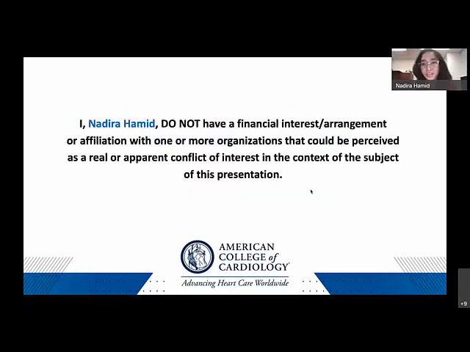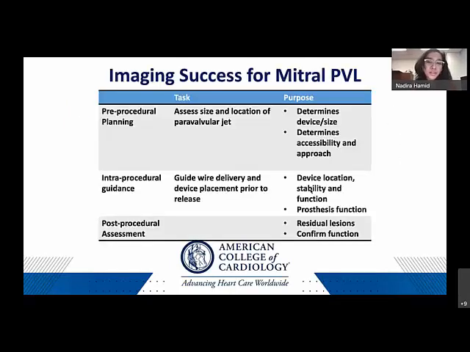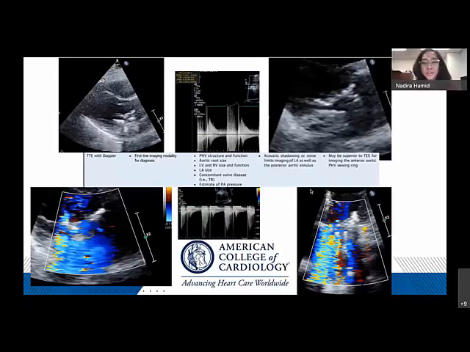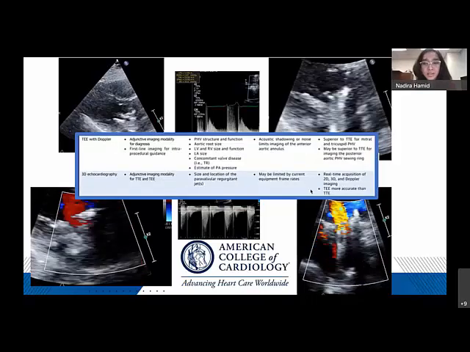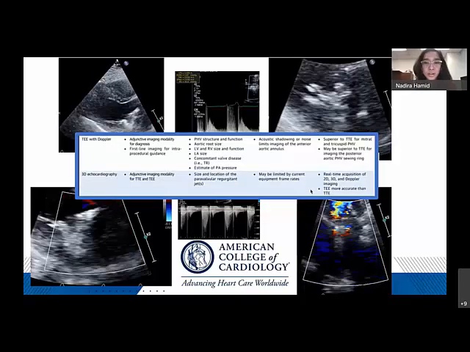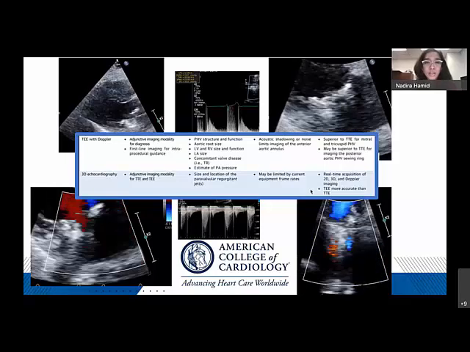I have no financial disclosures, and today I'll be talking to you about the echo imaging with regards to mitral paravalvular leak closure. Echo imaging success takes you through not only pre-procedural, but intra-procedural and post-procedural assessment. Transthoracic, we know, is limited due to the acoustic shadowing from your prosthetic valve, and TEE and 3D echo, as you've seen in the case, is really superior in terms of assessing for paravalvular leak.